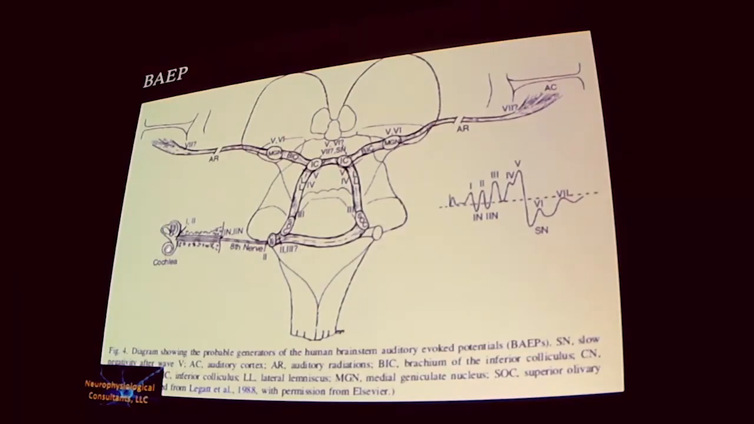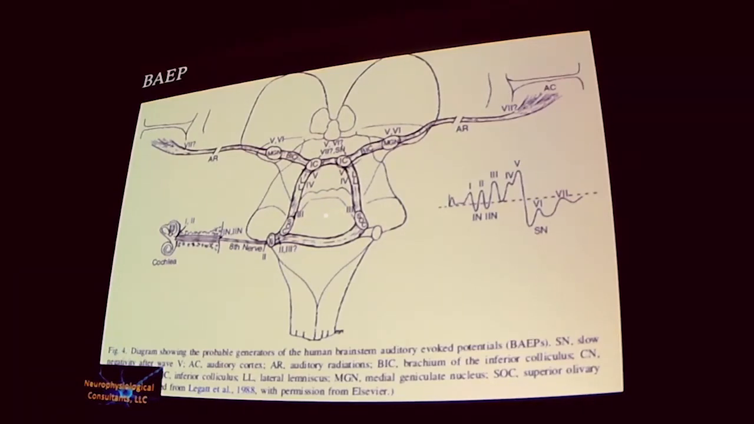So again, cochlea, wave 1 is the distal 8th nerve, and wave 2 is somewhere in between the 8th nerve and the cochlear nucleus. Wave 3 is between the cochlear nucleus and superior olivary complex. There is a decussation, so wave 4 and 5 occur contralaterally. And then wave 6 and 7 might be the medial geniculate nucleus in the thalamus, or they might be higher in the auditory pathways.